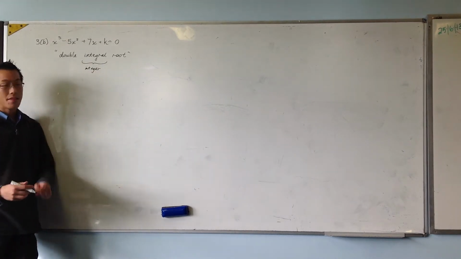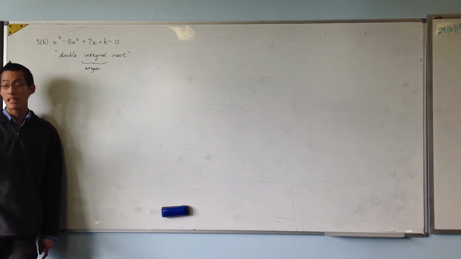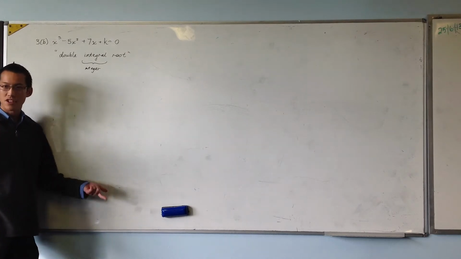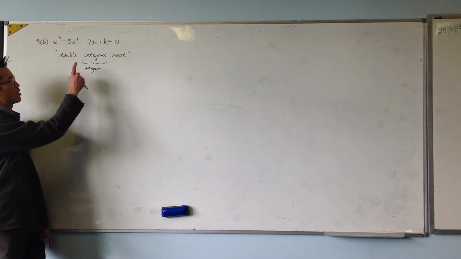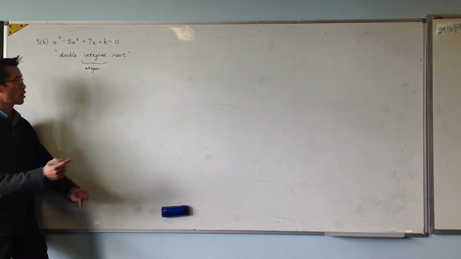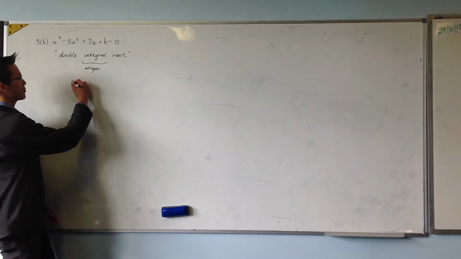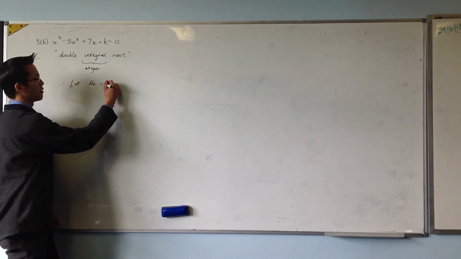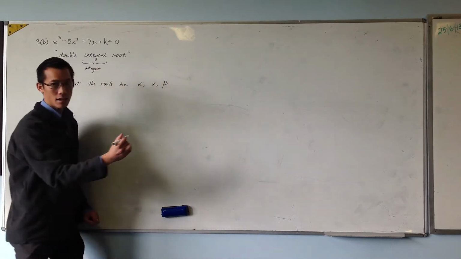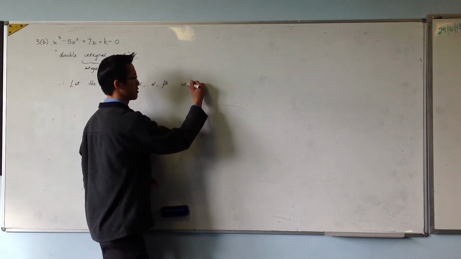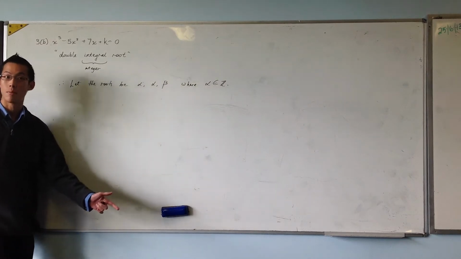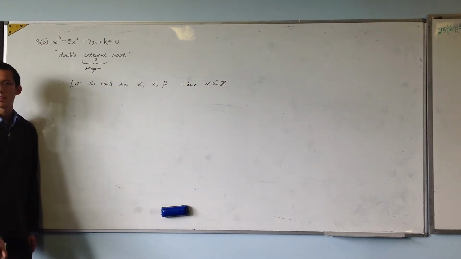So what they mean is that a polynomial which has degree 3, we would expect to have 3 roots, yes? Some of them might be imaginary and that kind of thing, but in this case, what we're going to have is 2 of them being equal to each other, okay? And not just being equal, but integers. So I would say, therefore, let the roots be alpha, alpha, and beta, where alpha belongs to this set of whole numbers, all right? Okay, now the question is just to find k.